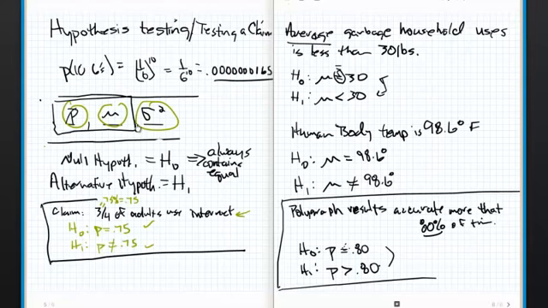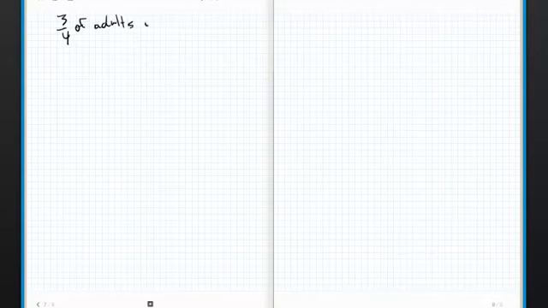So the first thing that we're going to do is we're going to deal with the claim that 3/4 of adults use the internet. All right, and we've got our null hypothesis, which always contains the equality, and we're doing a test around a proportion, so 0.75 or 3/4. And our alternative hypothesis, since I don't have any other information, it's either equal or it's not, and we're going to go not equal to 0.75.